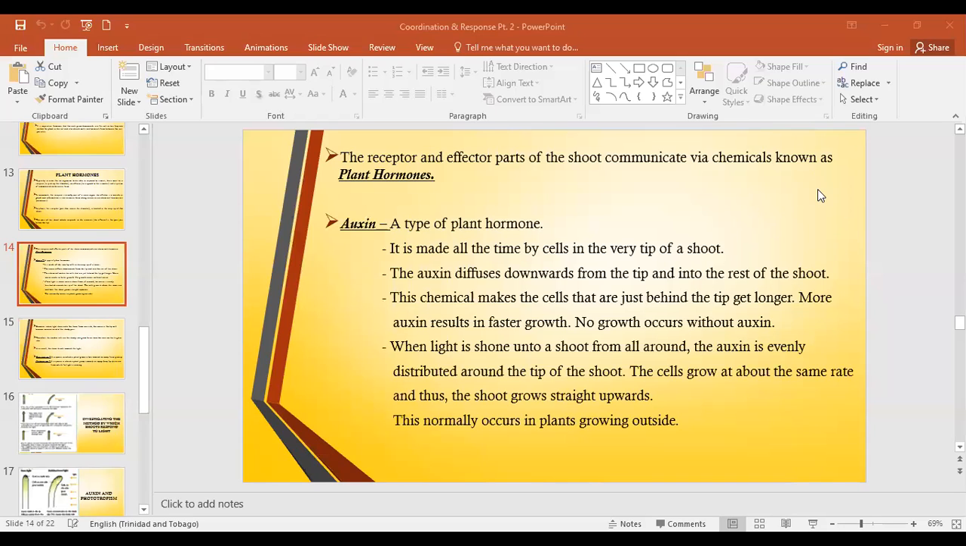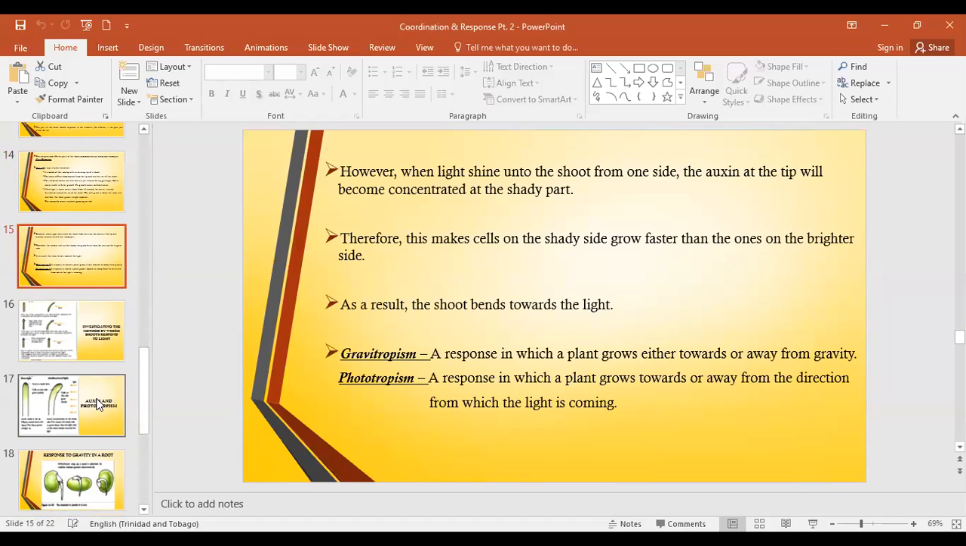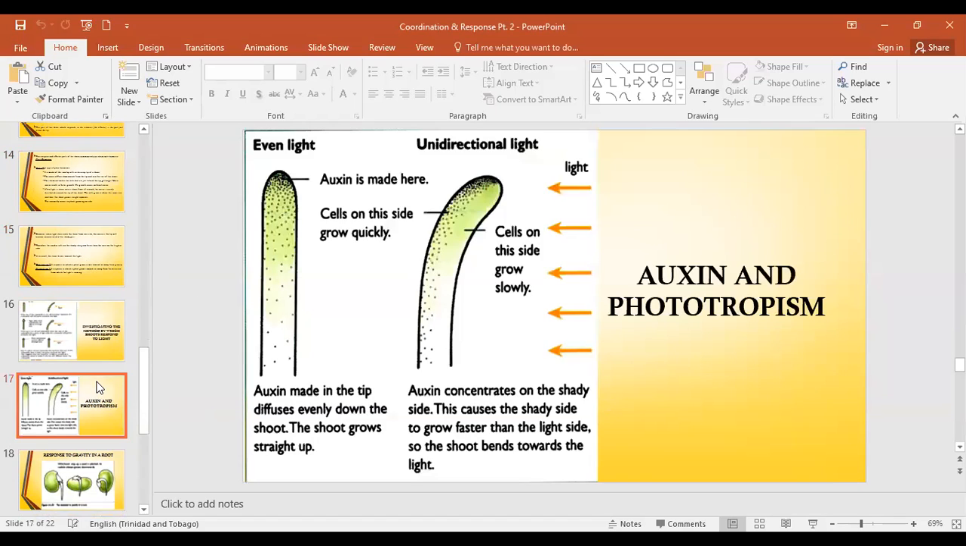Okay, so basically the video was explaining how auxin works. These are the terms: gravitropism and phototropism. Gravitropism has to do with gravity and phototropism has to do with light. So let me explain it to you from this picture.